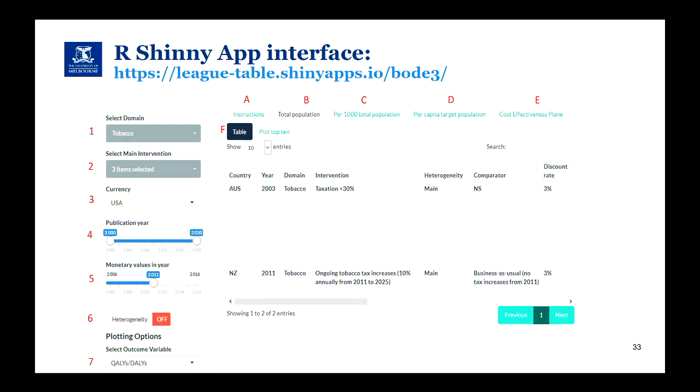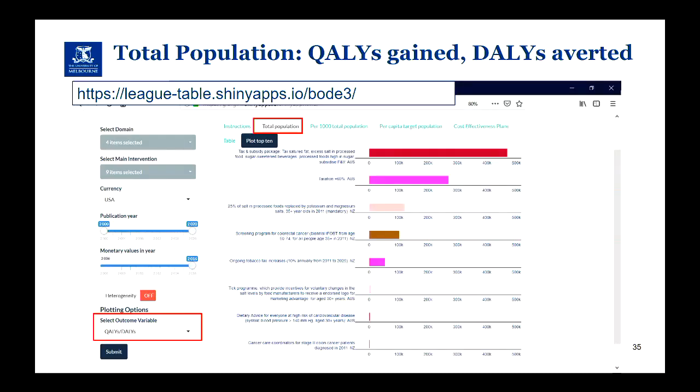These are the things you can look at. You can look at the total population per 1,000 population and the cost effectiveness plane. Very briefly, here's the total population. So they're the same ones I showed you in that slide with the LORICs before. So everybody needs a league table.